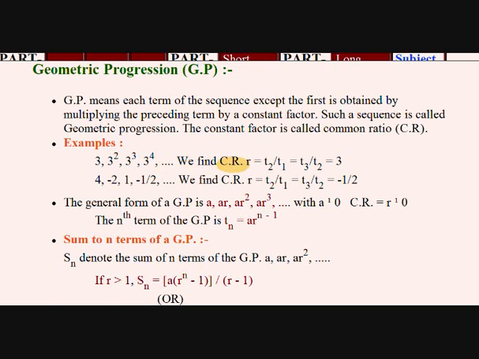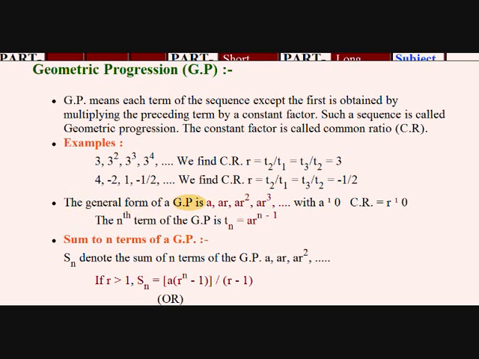What is the common ratio here? The common ratio, denoted by R, is T2 divided by T1, or T3 divided by T2, which is going to be 3. The common ratio R in the sequence 4, minus 2, 1, minus half, etc. is going to be minus 1 by 2. When you divide minus 2 by 4, it is going to be minus 1 by 2. Or for that matter, minus 1 by 2 divided by 1 is going to be minus 1 by 2.